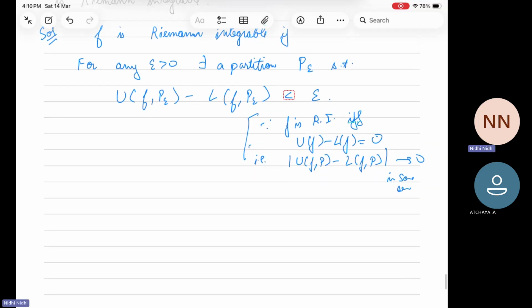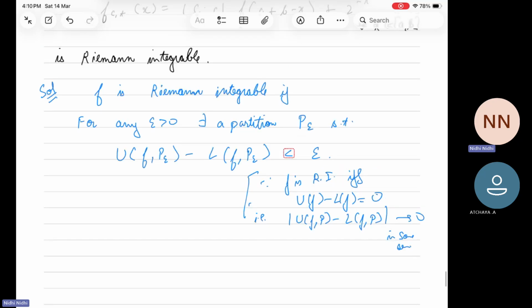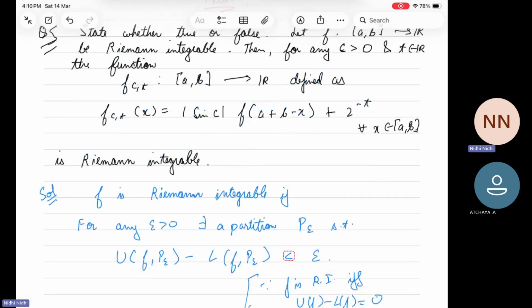That means now I will use this partition P_epsilon to show that a similar kind of condition is satisfied for the function f_{c,t}, and hence it is also Riemann integrable. So let's see how we can use this.